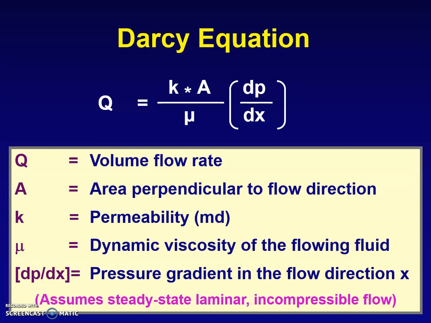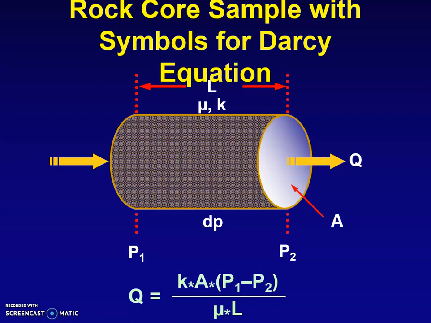So we talked about Darcy's equation, right? Q was the flow rate, K was the permeability, A was the cross-sectional area of the rock, mu was the viscosity of the fluid, which is the resistance of the fluid to move, and this was the pressure drop across the core sample. So if you have a core sample like this, and you are passing a fluid through that core sample, and there is a pressure drop, which we show with dP.